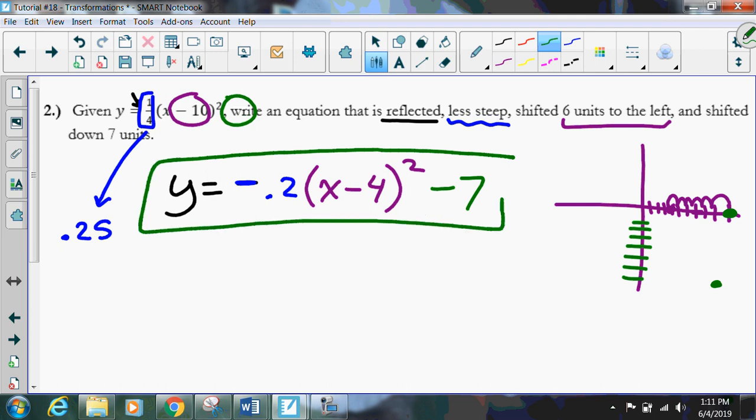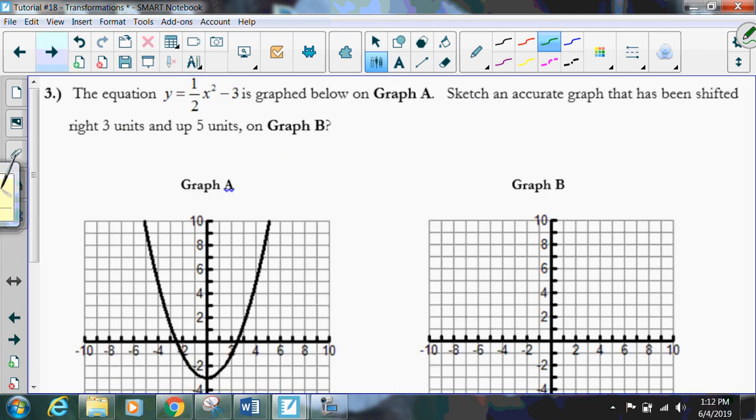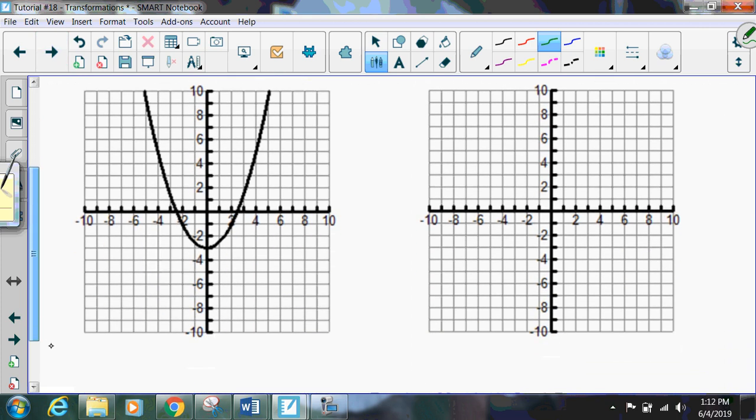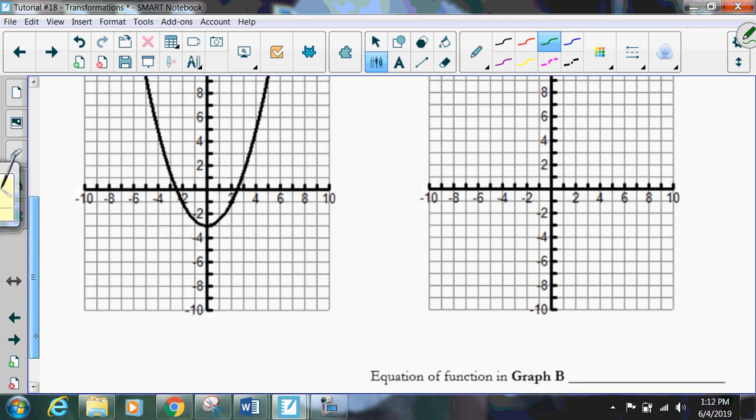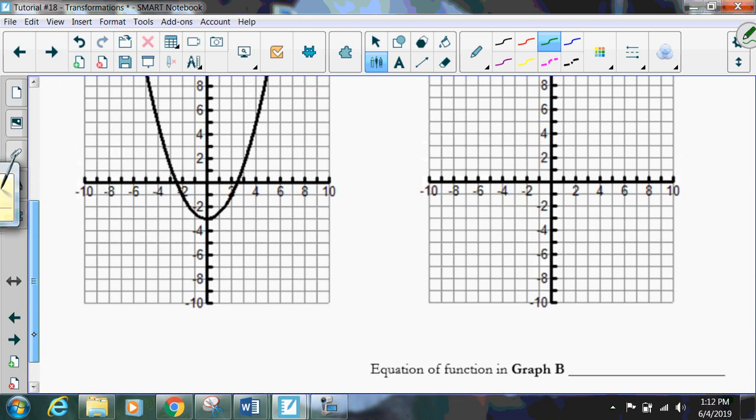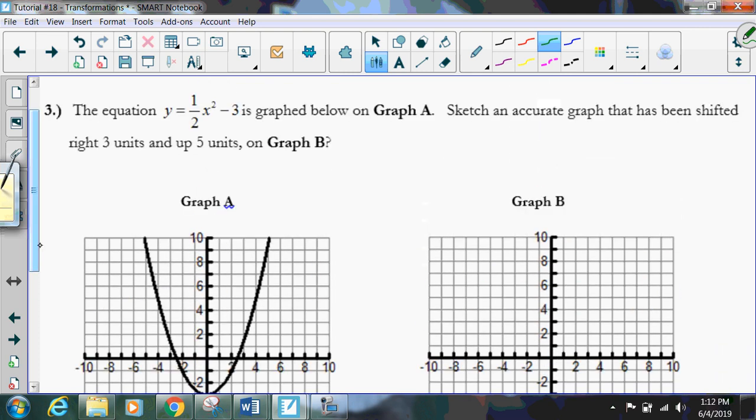I know with practice this will become a little easier. I have a feeling with our marker board time with each other, you guys are going to get really good at this. All right, our last question. You're going to be shown 2 graphs, one where there's a quadratic already graphed, and the second one's going to be blank. You're expected to do some things to the original graph, sketch it on graph B, and then write the equation of the new sketch that you just made. So let's see what they want us to do.